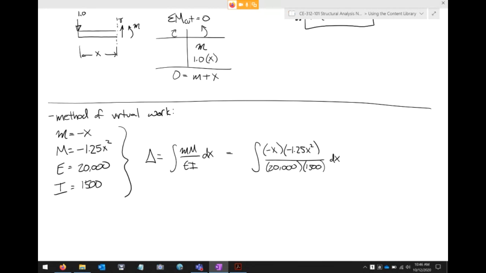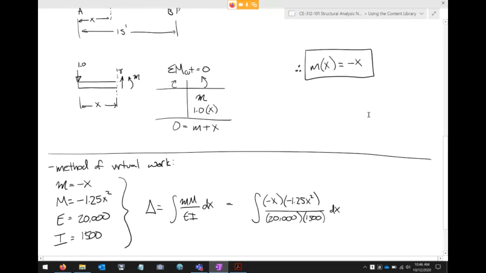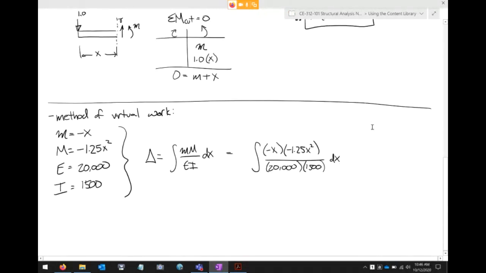Okay, first off, we need to put in the limits. If you remember, this beam is 15 foot long. So remember, we're trying to sum up the energy around the entire beam. So this is going to be from x equals 0 to x equals 15. And then the last thing that we need to do is include that unit conversion factor. And for deflections, that unit conversion factor is 1728.